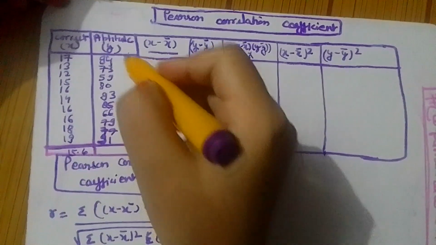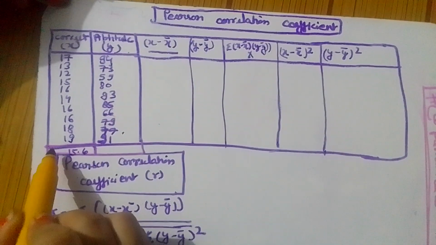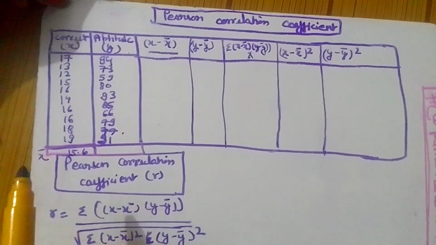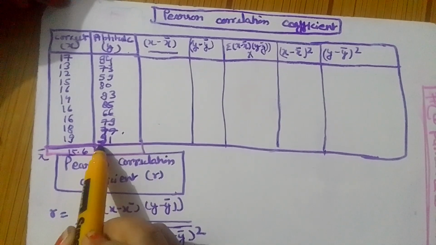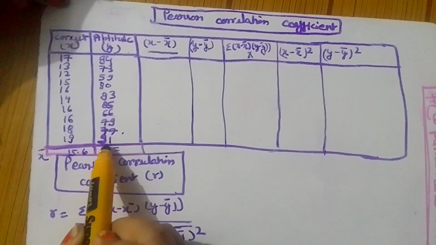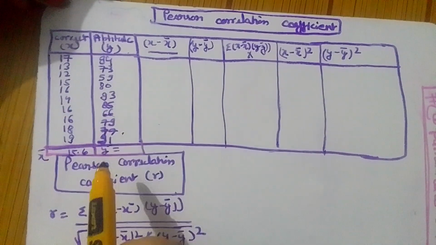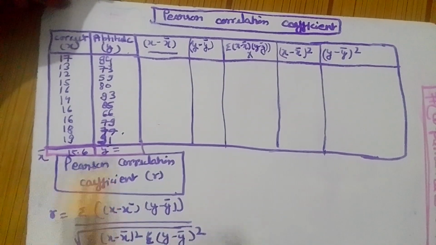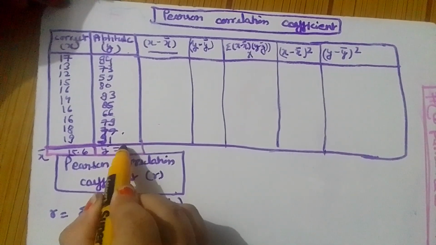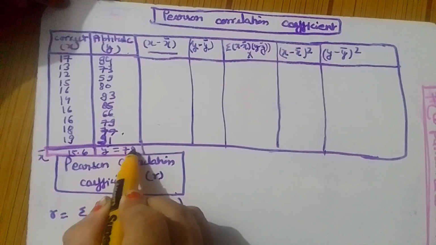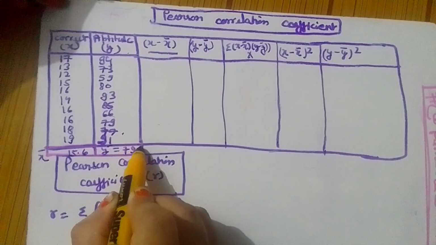Fine. Same way, what would X bar be? It would be 15.6. And what is Y bar? Y bar we calculate the same way, and Y bar comes to 79.7.